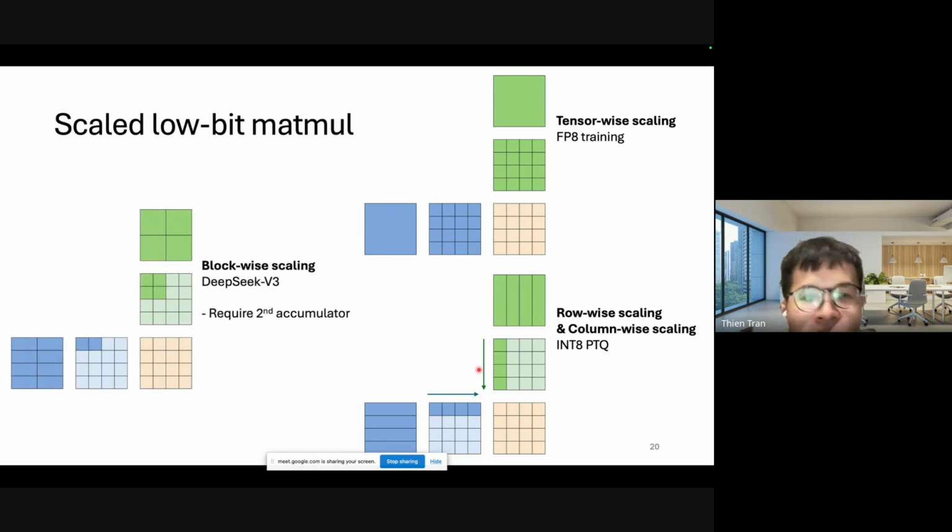So this is a new slide I just put in compared to the previous talk I gave, because everyone knows about the DeepSeek V3 paper. What they did is a bit more complicated. They actually break down this dimension here, so you don't have the ability to just do the scaling at the end. Because you see here, this block is shared among these 4 elements, and this one is shared among the 2 elements.